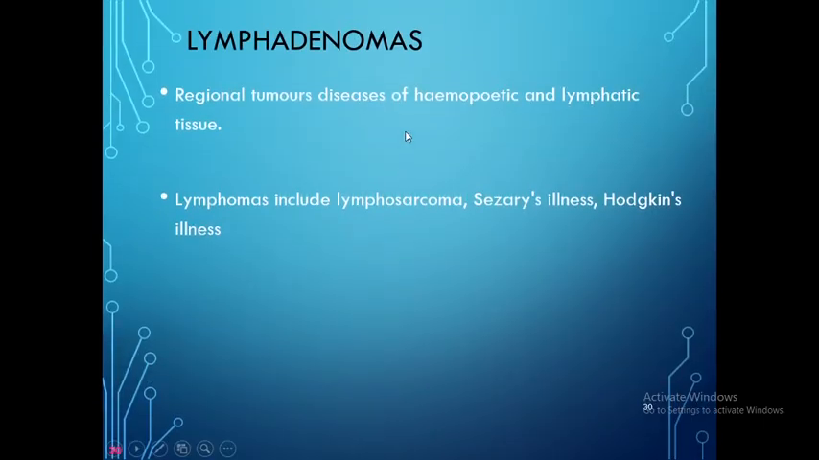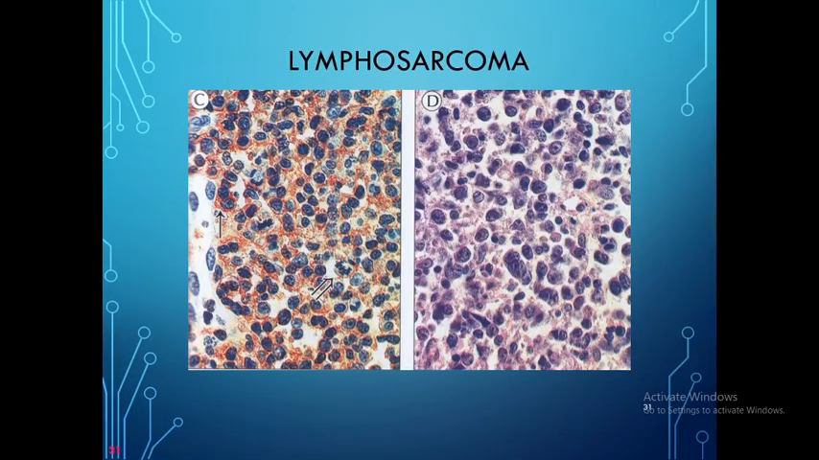Then we have lymphomas. What are lymphomas? Regional tumorous diseases of haemopoietic and lymphatic tissue. Lymphomas include lymphosarcoma, Hodgkin's illness, non-Hodgkin's illness, and multiple myeloma. This is how a lymphosarcoma looks. You can refer to these slides once you get the presentation.